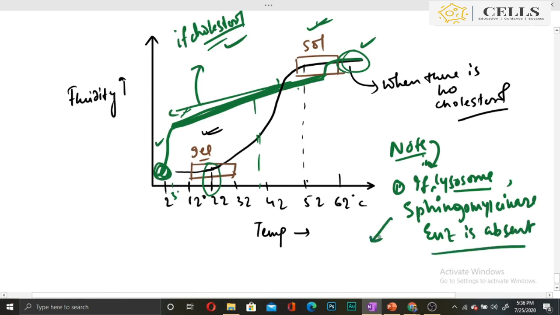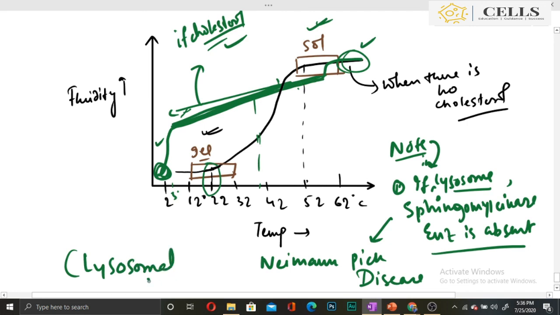There will be accumulation of sphingomyelin, and it will lead to a lysosomal storage disease called Niemann-Pick disease. This is also a lysosomal storage disease. That is also very, very important. Lysosomal storage disease. Okay. So this was all about today's class.